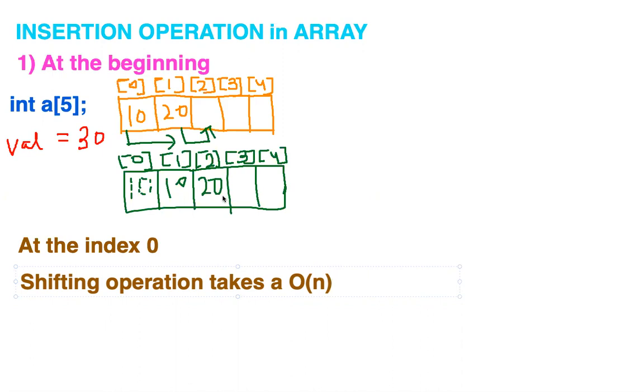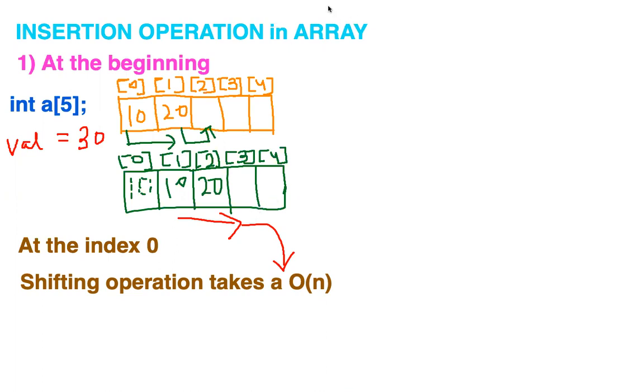Simply inserting the value is order of 1, but along with the inserting operation in case of array, what is associated is also the shifting part. This shifting part takes order of n time. Therefore, we say the insertion operation in array at the beginning is order of n.